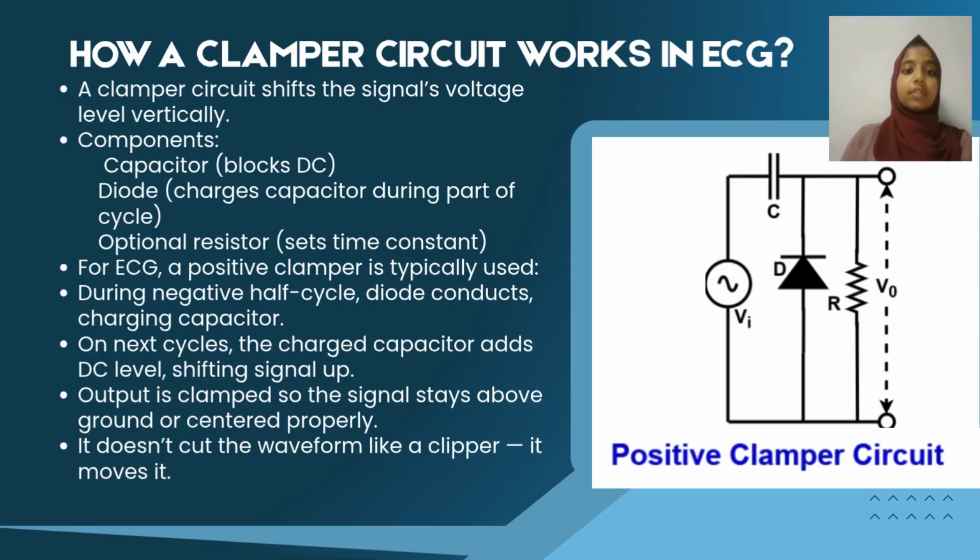Here's how it works. During the negative part of the input cycle, the diode conducts and allows the capacitor to charge. On the next cycles, the capacitor holds this charge and adds it to the signal, effectively pushing the entire waveform upward. This means that the lowest point of the ECG signal is now close to 0 volts, making it much safer to feed into an amplifier or an ADC.